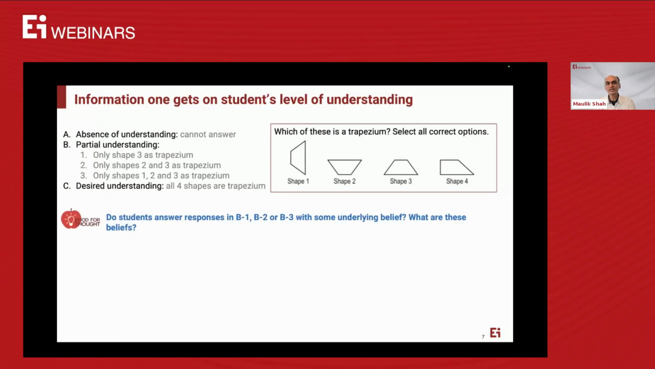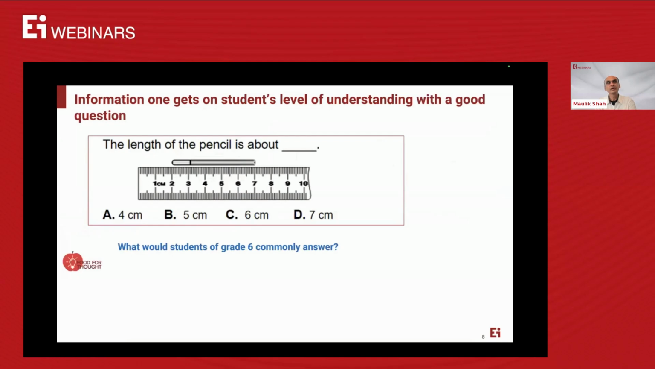So do students' responses in the form of B1, B2, B3 have some underlying belief? Yes, indeed. What are these beliefs? We just spoke about that. What information does one get on students' level of understanding with a good question like this? What would students of grade 6 commonly answer over here?